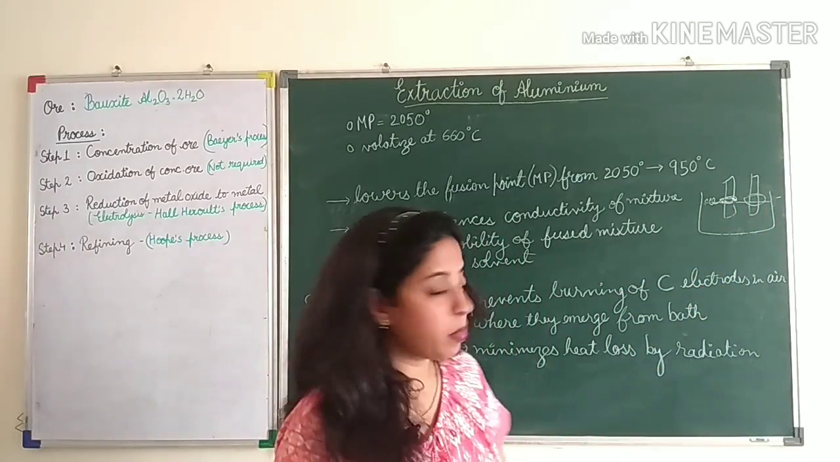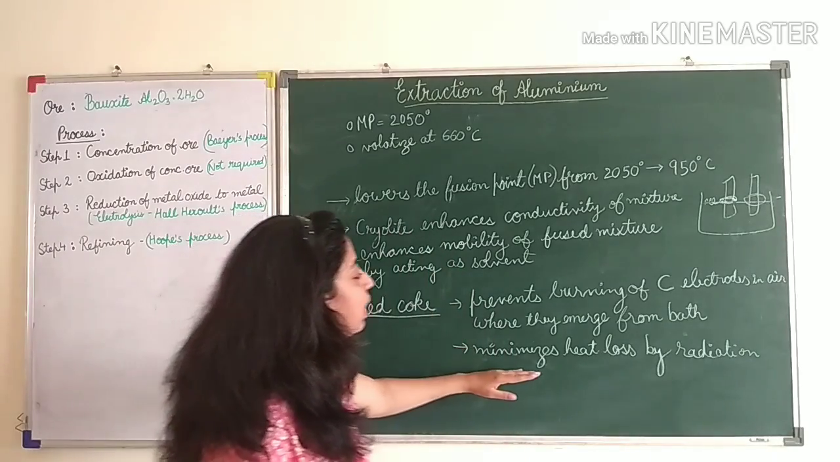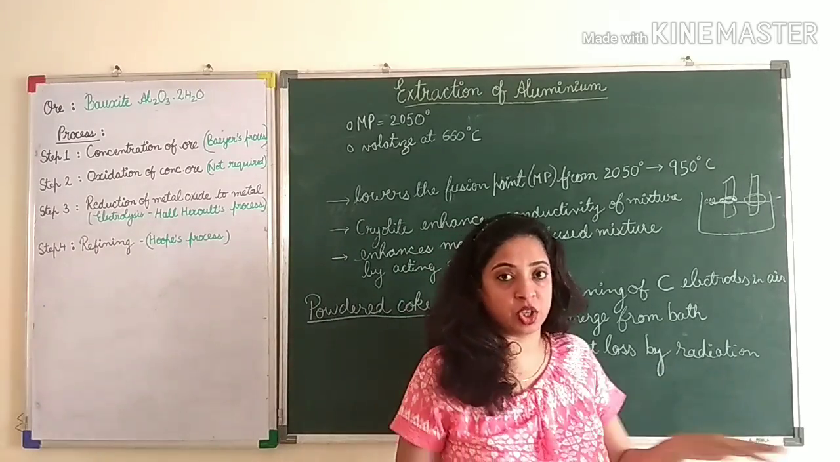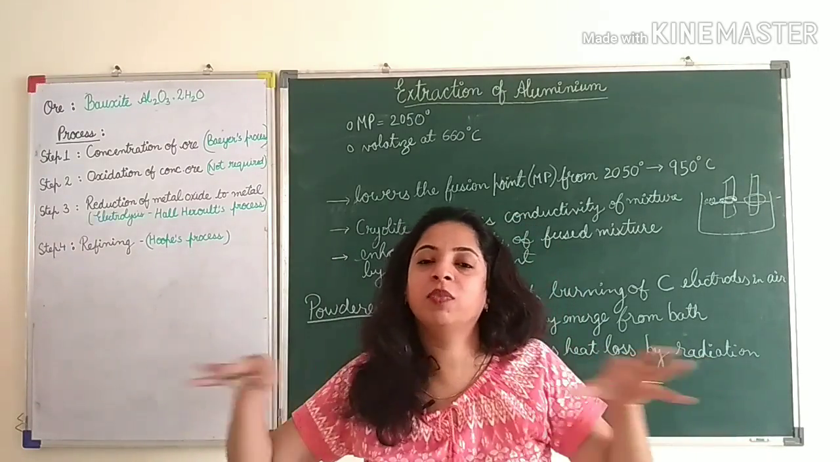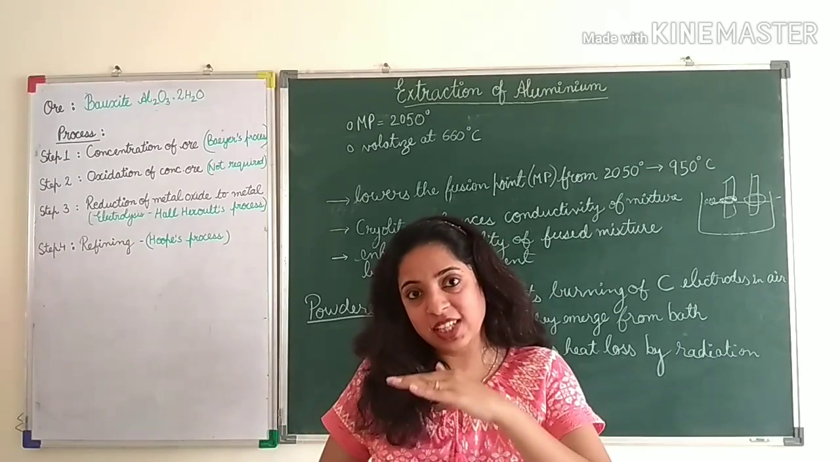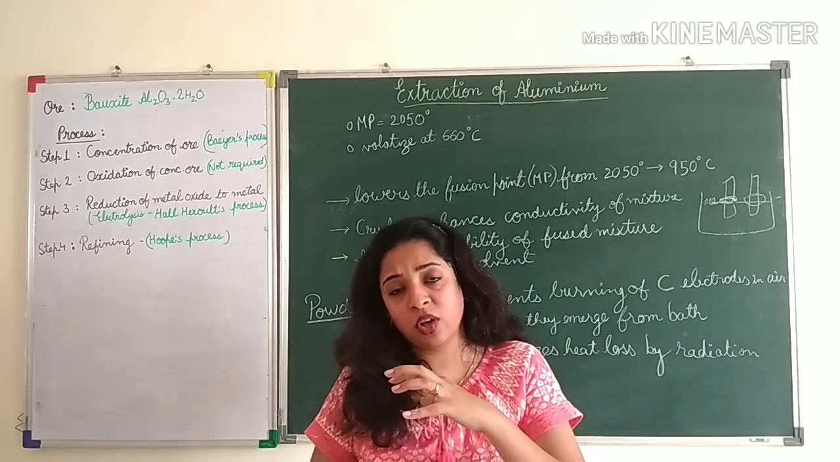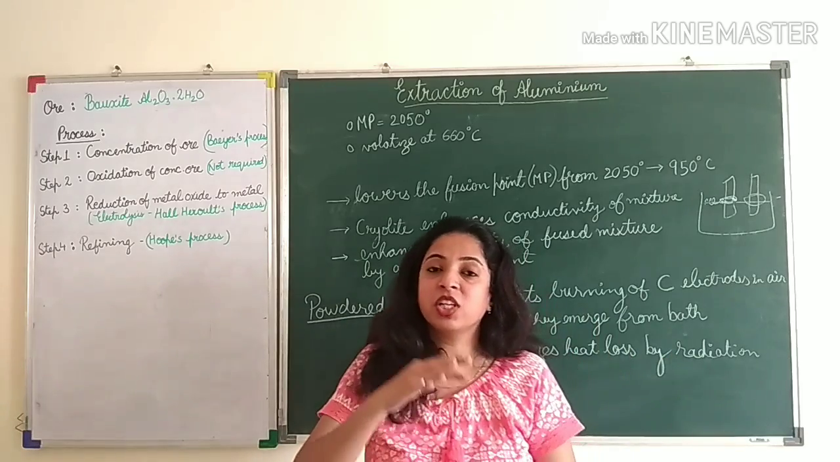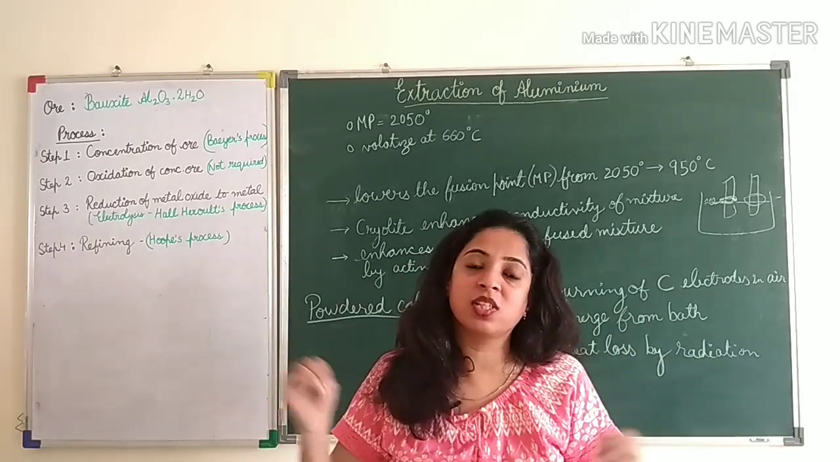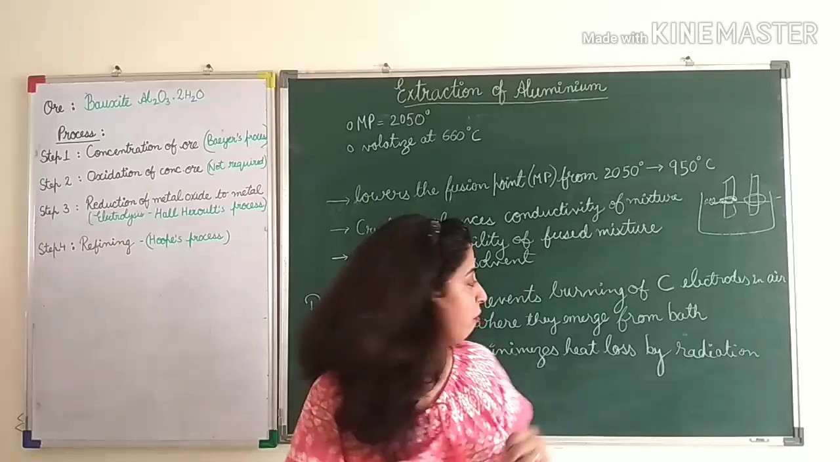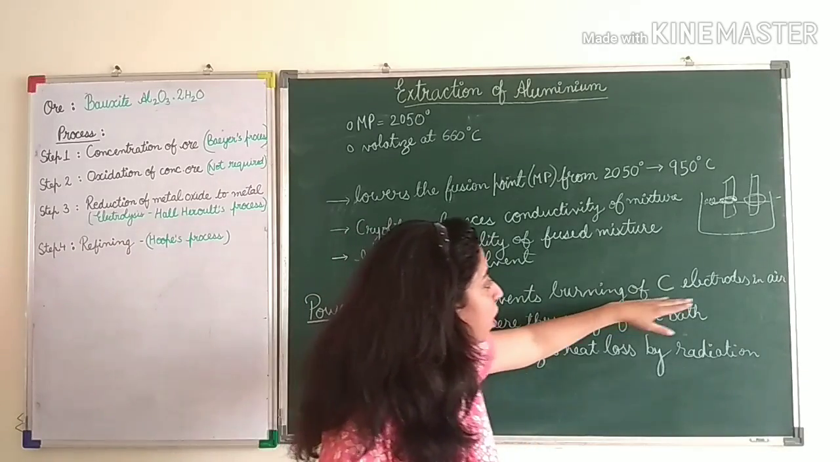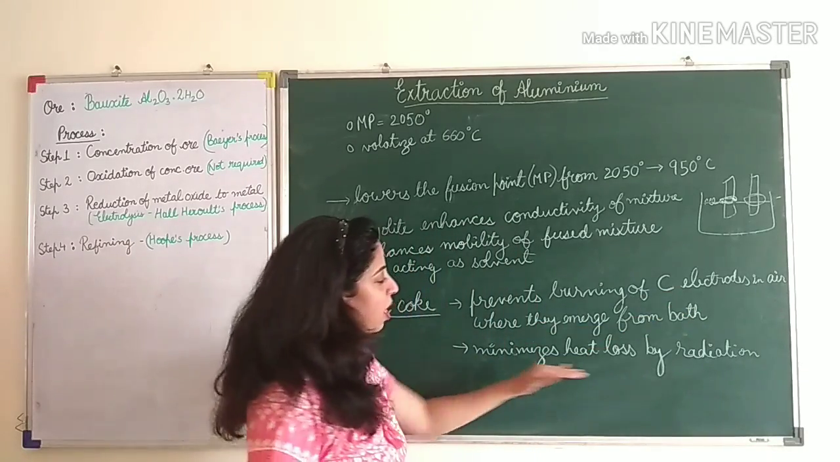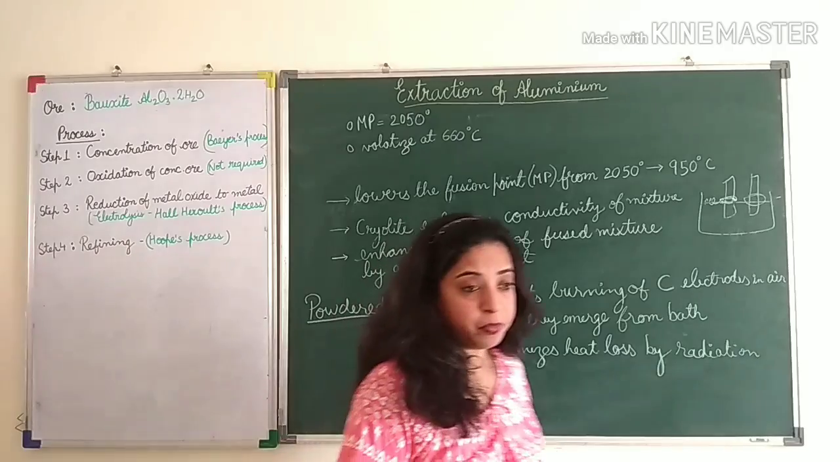One more use of sprinkling powdered coke is that it minimizes the heat loss by radiation. If the cell is covered with powdered coke, the electrolyte temperature does not get lost. The temperature is maintained, the heat does not get lost by radiation. So two uses of powdered coke: it prevents burning of the carbon electrodes and minimizes the heat loss by radiation.